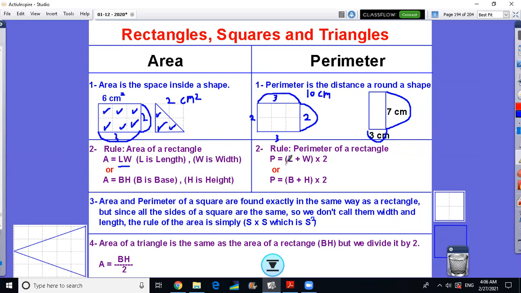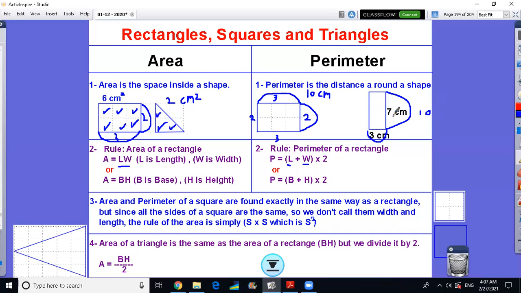Okay. Here is the rule of the perimeter. Perimeter of a rectangle. How can we find it? Instead of adding 7 plus 3 plus 7 plus 3 again, which is going to give you 20, you just add one length and one width, which is 7 plus 3. That's it. Mister, it's going to give me 10, not 20. Yes, but then you're going to multiply by 2. So it's length plus width, then multiply by 2.